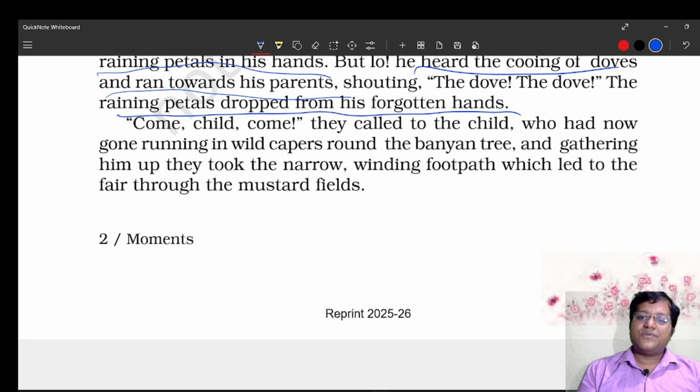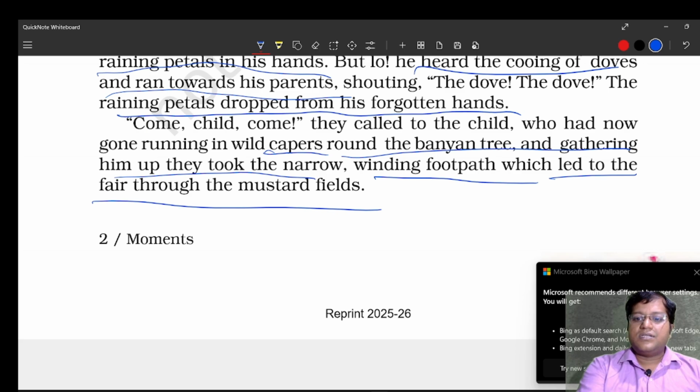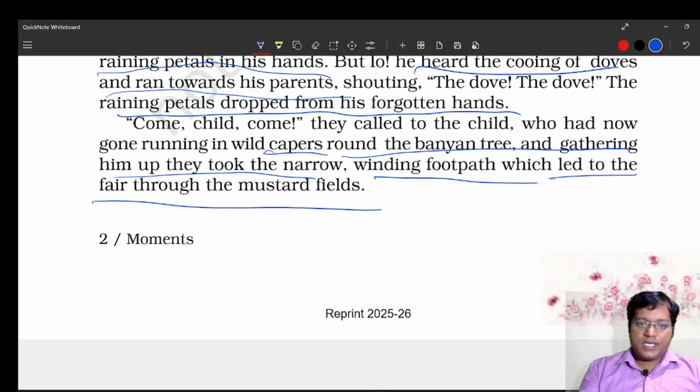"Come, child, come," they called to the child, who had now gone running in wild capers around the banyan tree. Gathering him, they took the narrow, winding footpath which led to the fair through the mustard field. His parents were calling him, "Come, child, come." He was running in wild capers around the banyan tree, and there were some bushes. They were circling, walking around this banyan tree. Then the winding footpath. Winding means full of turns.